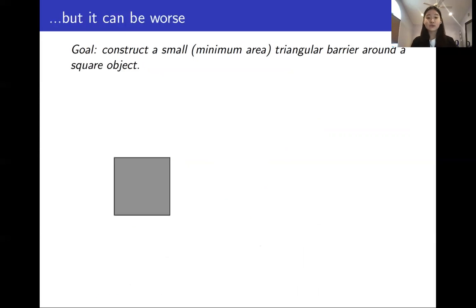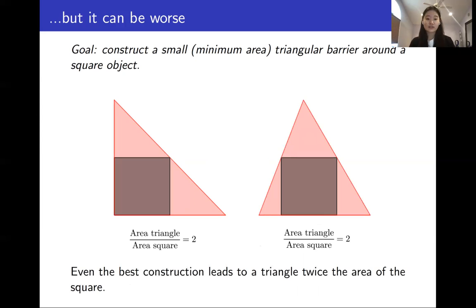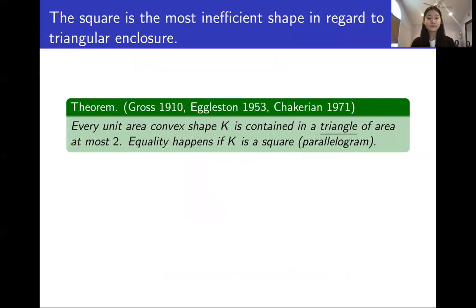However, if the object to be surrounded is a unit square, then the ratio between the area enclosed by any triangular barrier and the square is no less than 2. One can reach this bound in many different ways. However, even the best construction leads to a triangle whose area is twice the area of the square.